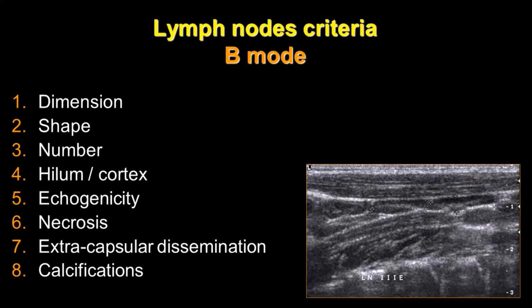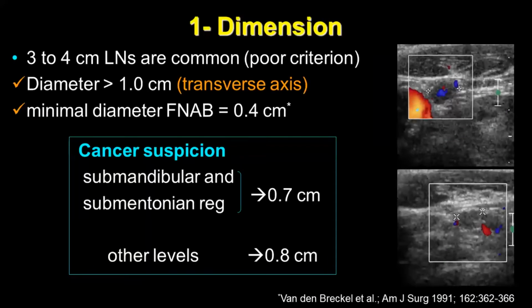Let's start with dimension. On B mode, you can measure the lymph nodes, and dimension is a poor criterion, in my opinion, since lymph nodes of 3 to 4 centimeters in diameter are very common and reactive in the neck region. Enlarged reactive lymph nodes are very common in this region. But if you need a cutoff of diameter, you can use 1 centimeter in the transverse axis. The minimal diameter for any aspiration is 0.4 centimeter.